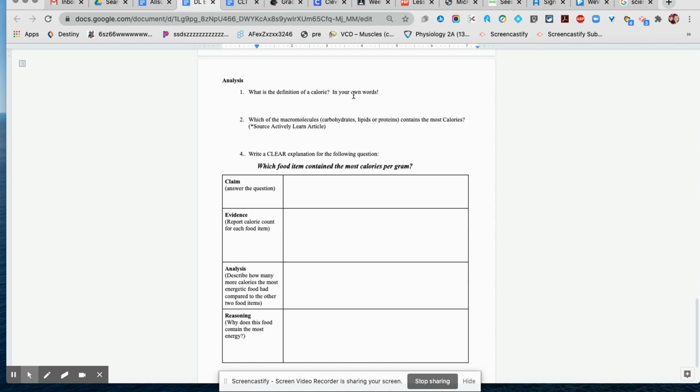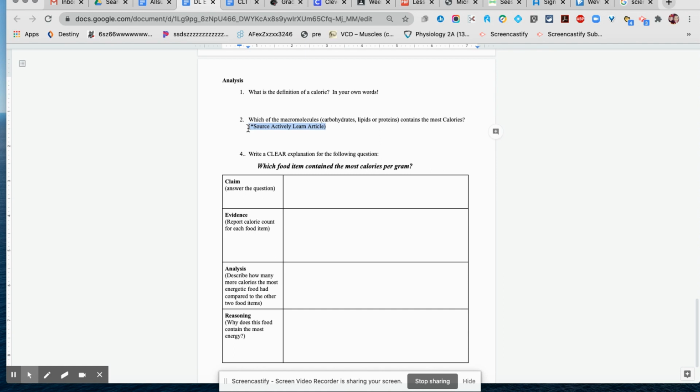What's a calorie, right? Question 2 is based on the Actively Learn article that we should have already read, and I'm gonna recommend that you pause and go look at that article if you haven't, because this question is really vital to being able to complete your clear. So which of the macromolecules, and remember the macromolecules that are available include carbs, lipids, or proteins. Those are our 3 energy sources in food. So which one contains the most calorie or energy, right? That's what we're really looking for.